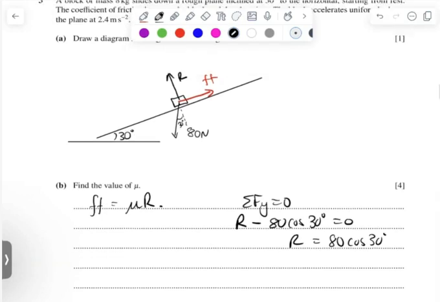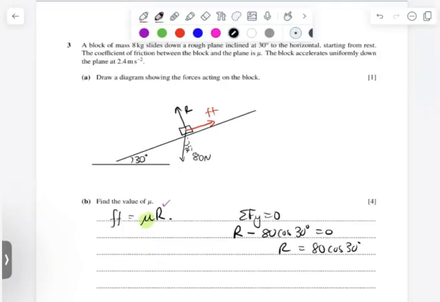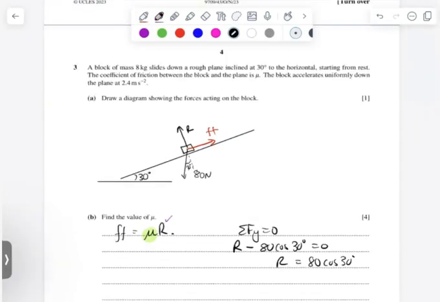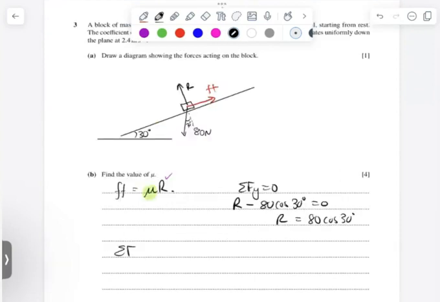So now we need to work out our frictional force, because at the end of the day we want to get to mu. So we first have to figure out via a different route what R is, and we've just got that. Now we need to work out what our frictional force is. So I'm going to use Newton's second law here. The block accelerates uniformly down the plane. So the sum of my forces is mass times acceleration.